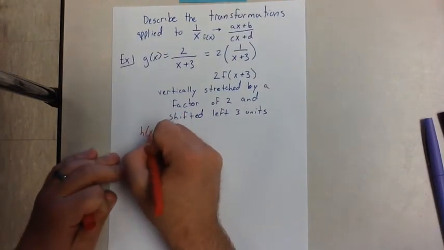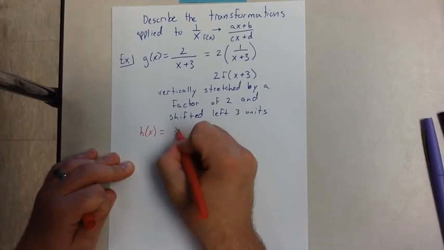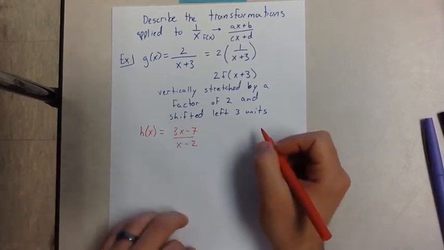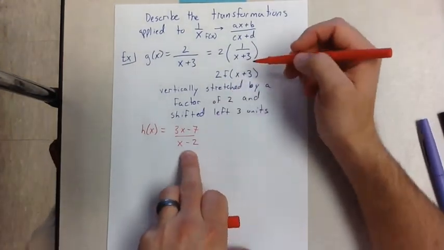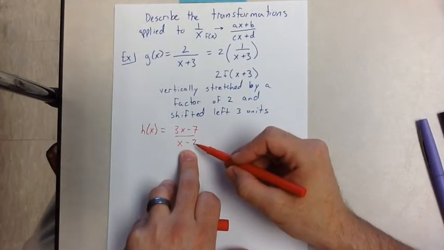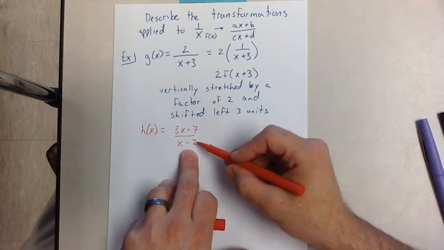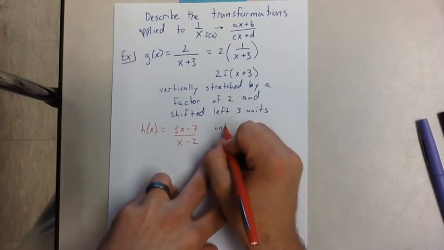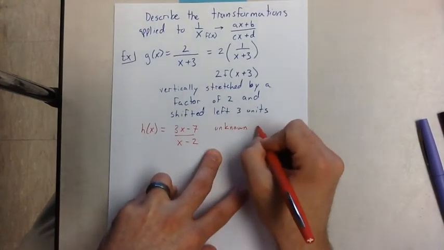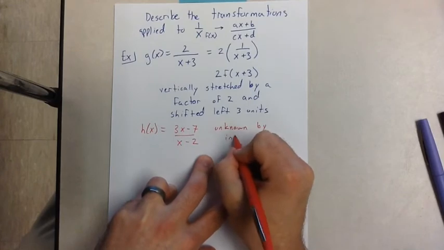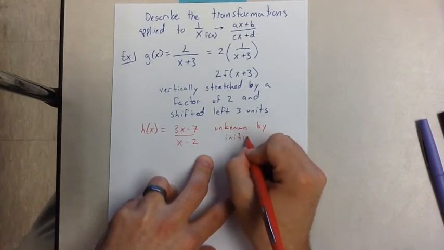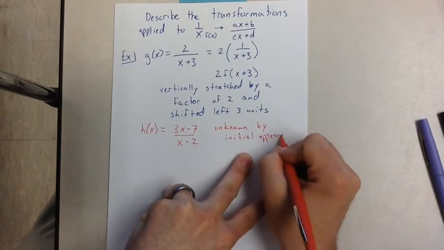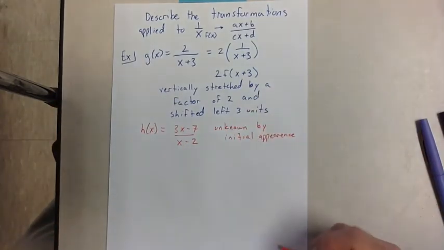So let's say we have h of x, 3x minus 7 divided by x minus 2. And I'm thinking of this, and maybe there's a shift to the right of 2, maybe, but this 3x minus 7 makes it a little unclear. So I want to say it's unknown by the initial appearance. It's unknown what's going on.